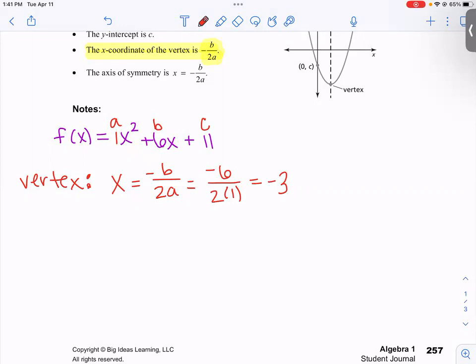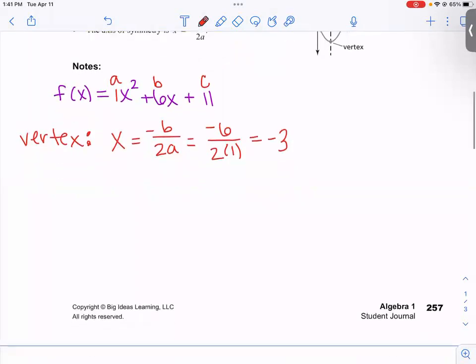Okay, so who had a question about the 2? Was that you? Yeah. This 2 right here? This is the formula. So we're going to do this every time, because it's B over 2A. Every time.